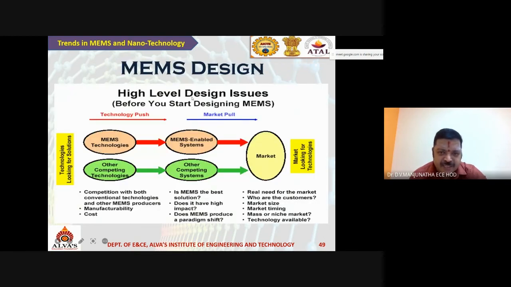MEMS design: high level design issues before you start designing MEMS, right? MEMS is a technology push and pull market. So time to market is very, very essential. If you take more time for manufacturing itself, it becomes very tedious to enter into the market. So the issue here is time to market, right? Time to market plays a very important role.